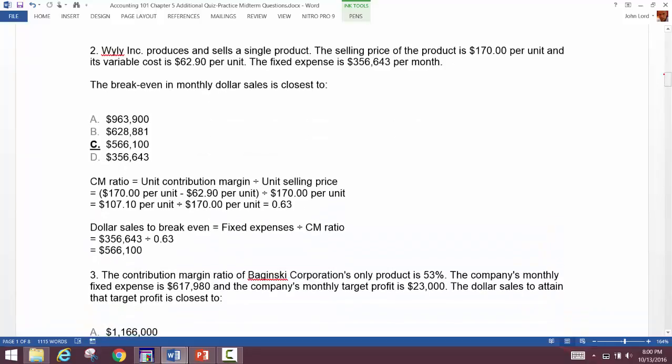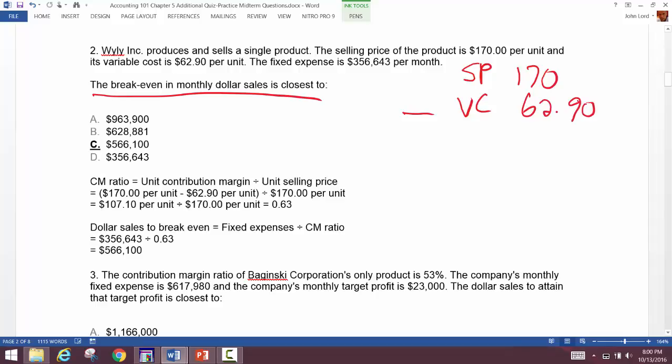Okay. And now they want to know the break even in sales dollars again. If they want the break even sales dollars, I need the contribution margin ratio, don't I? So I take the selling price. How much is the selling price? 170. I take my variable costs. Variable costs are what? 62.90. That gives me a contribution margin of 107 and 10 cents.